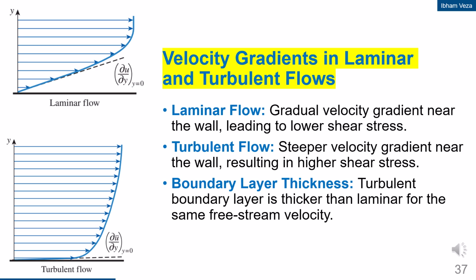Velocity gradients in laminar and turbulent flow. In laminar flow, the velocity gradient near the wall is relatively mild. In turbulent flow, the velocity gradient near the wall is much steeper. A steeper gradient means higher shear stress at the wall. In addition, the turbulent boundary layer is usually thicker than the laminar one. These differences strongly affect both friction and heat transfer.